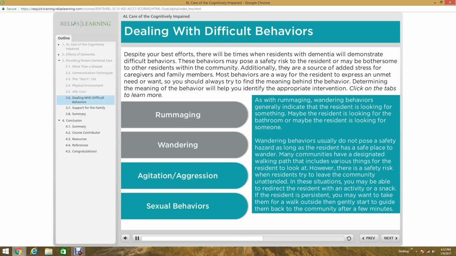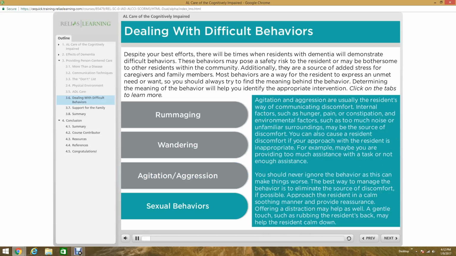However, there is a safety risk when residents try to leave the community unattended. In these situations, you may be able to redirect the resident with an activity or a snack. If the resident is persistent, you may want to take them for a walk outside, then gently start to guide them back to the community after a few minutes.